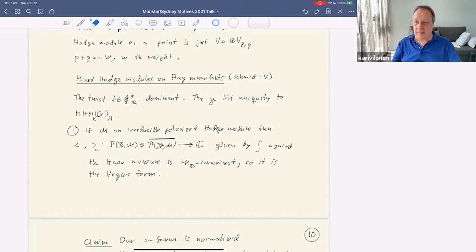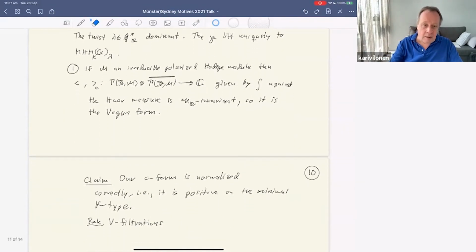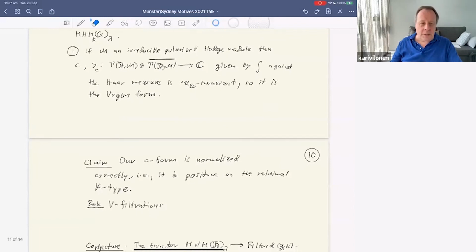So maybe the key point is that one could have guessed the Vogan form way before Vogan did it, just by thinking in terms of these Hodge objects. Then there's a claim that our C form is normalized correctly, i.e. it's positive definite on minimal K types. This at the moment does not have a complete proof, but I'm confident that it soon will.